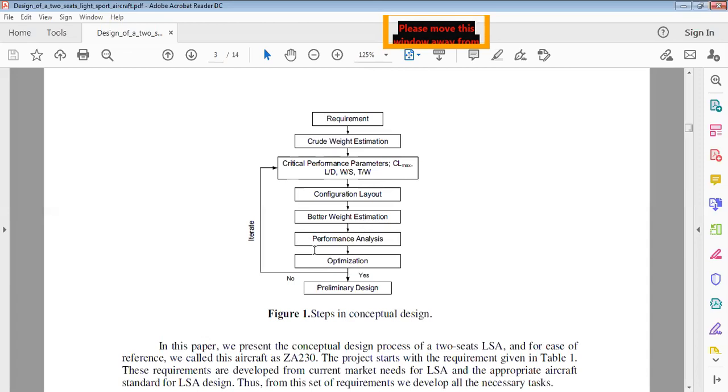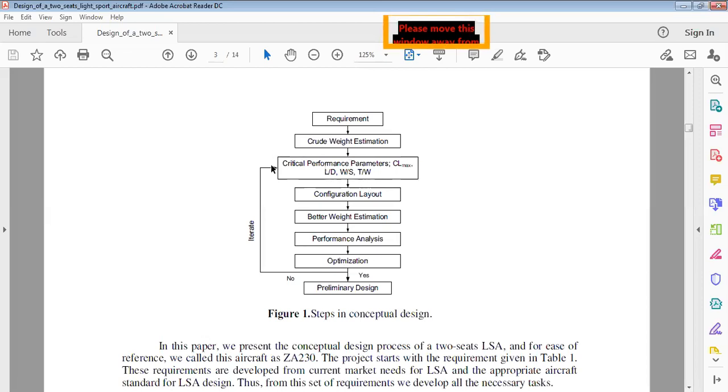And next we are going for a performance analysis. Next we are going for optimizations. And next the iterative process. You can see that critical estimations we are doing: L by D, W by S, T by W, by using the Breguet range equation and the Breguet endurance equation. L by D, V by D, ln of Wi by Wi minus 1. So the endurance equation also we are looking into.